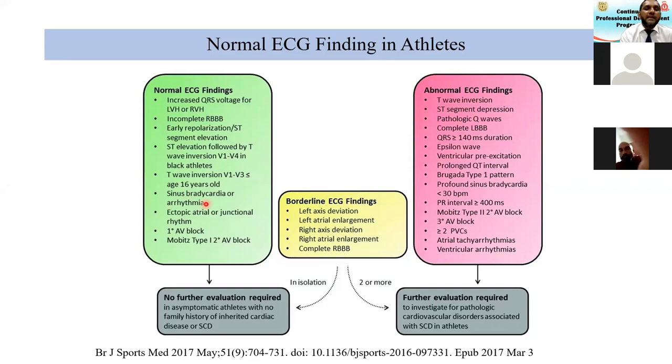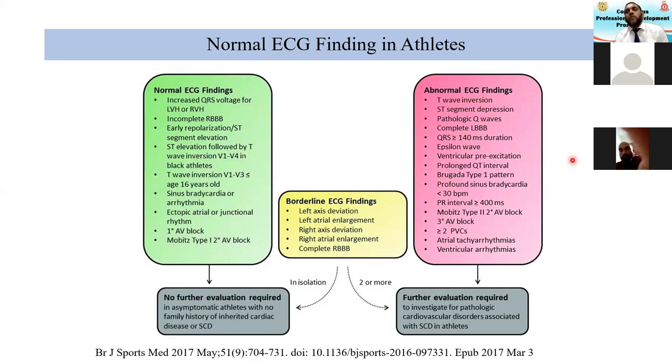Sinus bradycardia more than 30. Ectopic atrial or a junctional rhythm. First degree AV block and Mobitz type 2 AV block. And these are basic things. We know that first degree and Mobitz type 1 AV blocks. So all these findings are normal ECG findings.